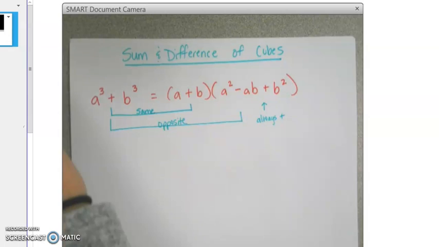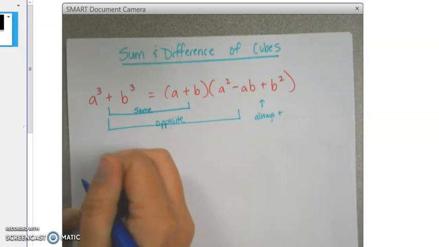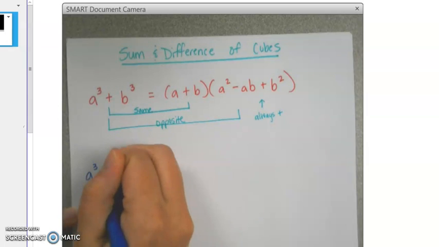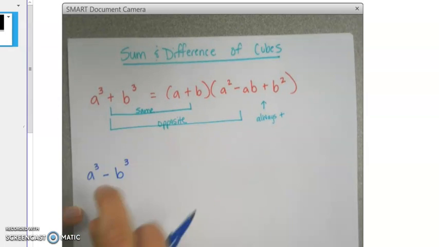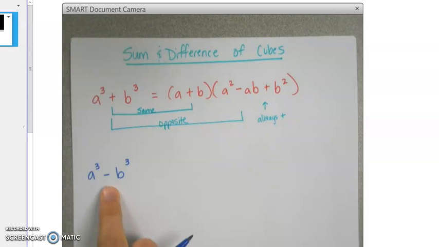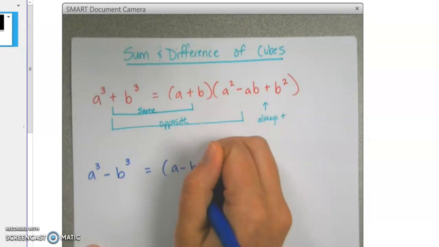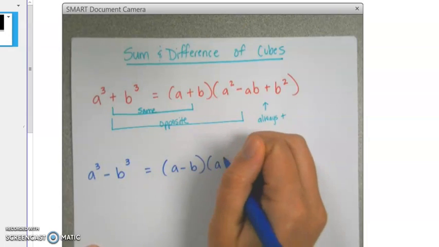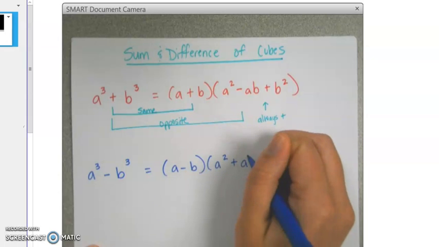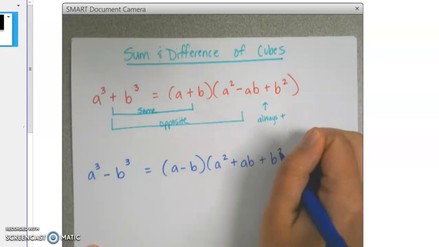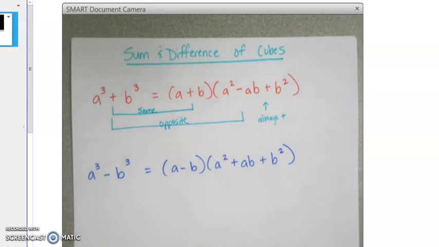Now, if I'm doing the difference of cubes, so the exact same thing, but this time I was doing difference. So a cubed minus b cubed. So pay attention, these have two different formulas if this is a plus or a minus. They're going to look very similar though. Thankfully, they follow the exact same rules as the first one.